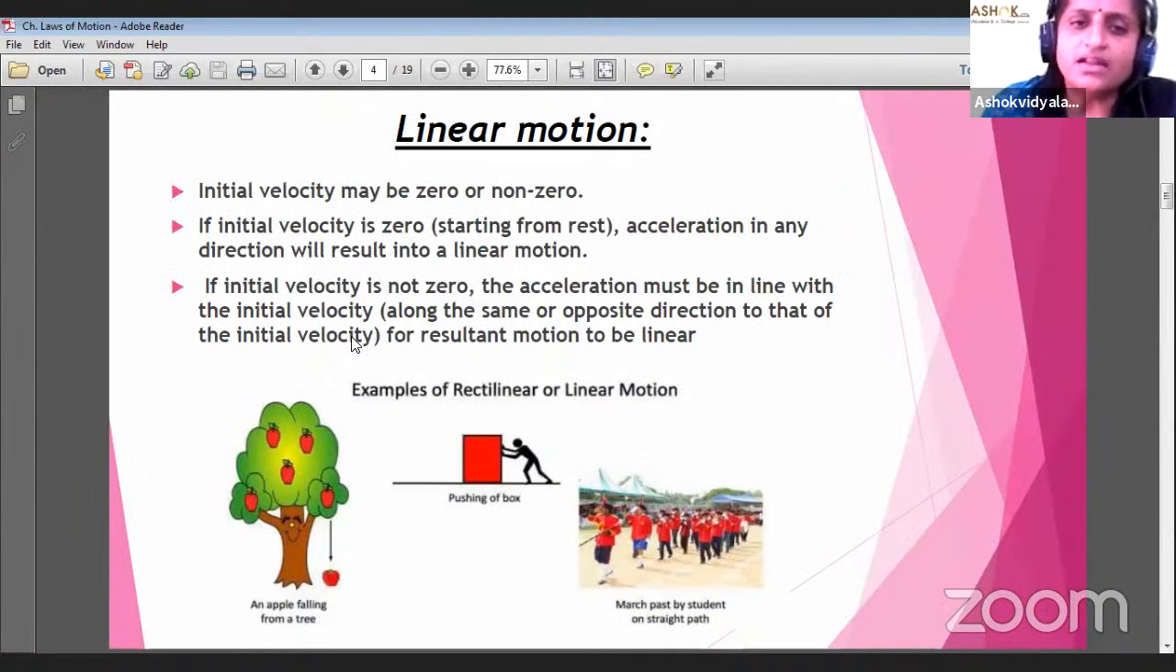Next one. There are three types of motion: linear motion, circular motion, and parabolic motion. First one, what is linear motion? See here. Initial velocity may be 0 or non-zero in linear motion. If initial velocity is 0, starting from rest, acceleration in any direction will result in linear motion. If initial velocity is not 0, the acceleration must be in line with the initial velocity, along the same or opposite direction to that of the initial velocity, for the resultant motion to be linear.